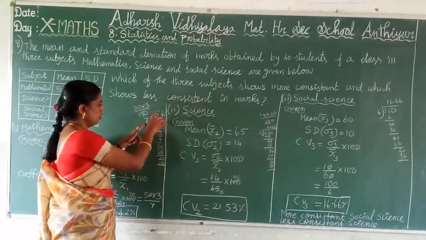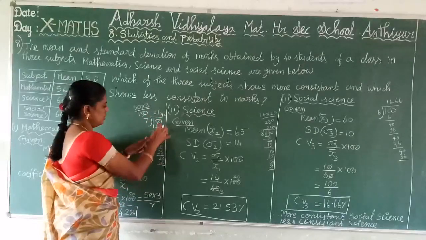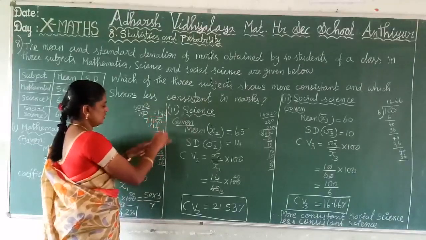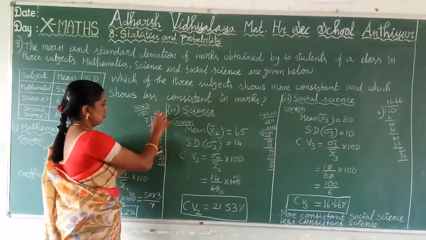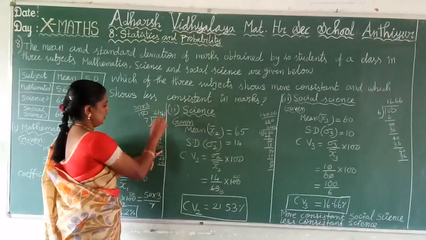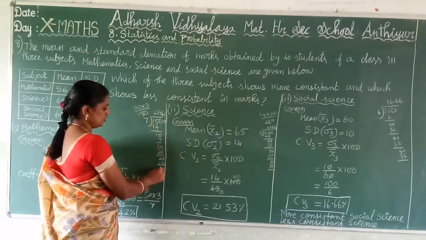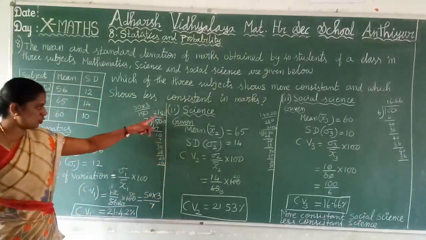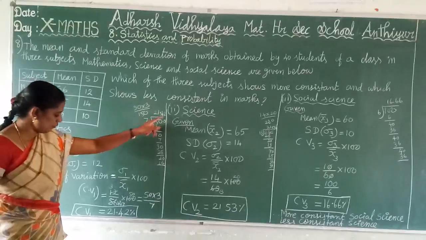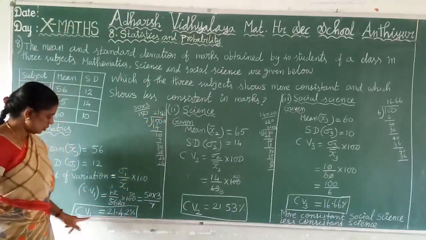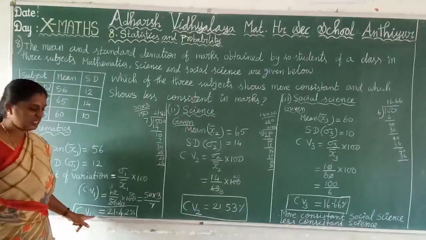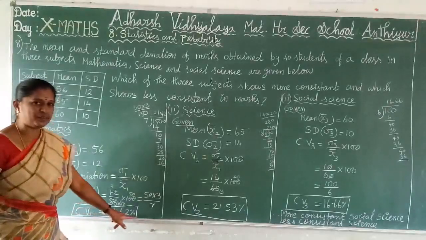Ordinary division: 2 7s are 14. Remainder 1, then 10. 1 7 is 7. Remainder 3, 30, and a decimal point. So after that point, 4 7s are 28, remainder 2, 20. 2 7s are 14. Going on, so we calculate 2 decimals. So 21.42 percentage. So the maths coefficient of variance is 21.42 percentage.